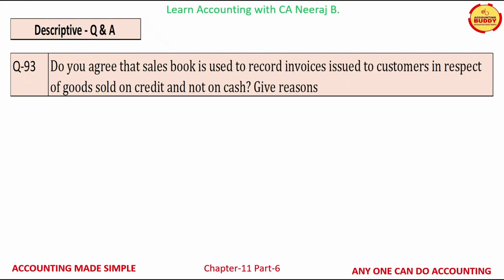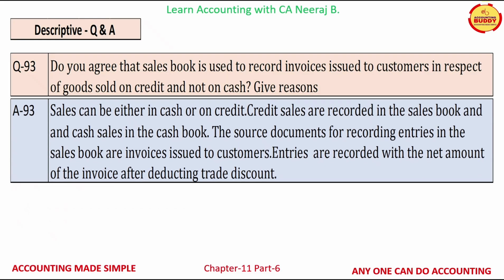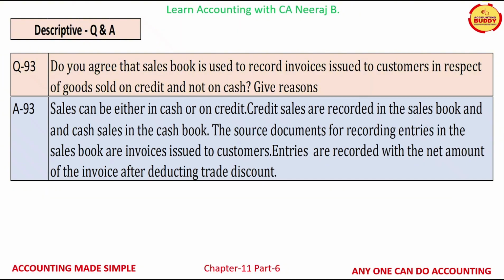Question number 93 is, do you agree that sales book is used to record invoices issued to customers in respect of goods sold on credit and not on cash? Give reasons. And the answer is, sales can either be in cash or on credit. Credit sales are recorded in the sales book and the cash sales in the cash book. The source documents for recording entries in the sales book are invoices issued to the customers. Entries are recorded with the net amount of the invoice after deducting trade discount.